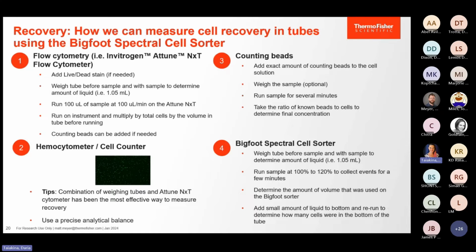The challenge with using a non-volumetric measurement is that it doesn't account for things like the boost, or if you run through your tube, you may have a little bit of liquid in the bottom. So recovery on Bigfoot and other sorters can be a little bit more challenging. So I typically recommend using a volumetric analyzer or a cell counter or cytometer, but that is an option if you don't have any of these other options in your lab.